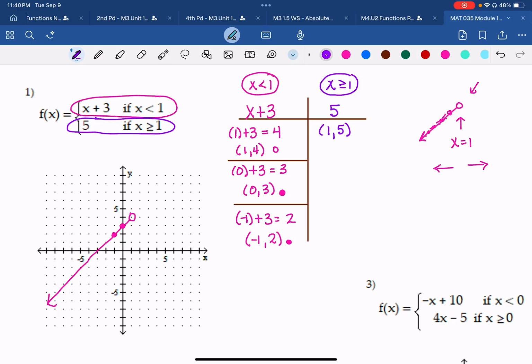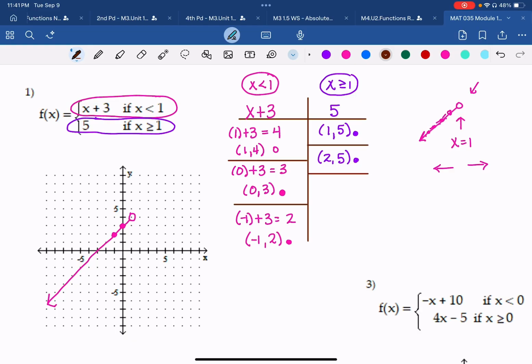And since this is greater than or equal to, that means that would have been a closed dot, as opposed to the 1, 4 that was an open dot. Okay, let's find another one. Well, I need a point that's bigger than 1. So maybe 2. Again, I don't have anything to plug into, so the y is still going to be 5. So I've got 2 and 5. Again, closed.